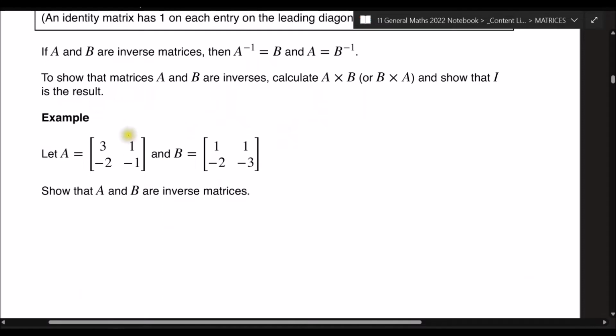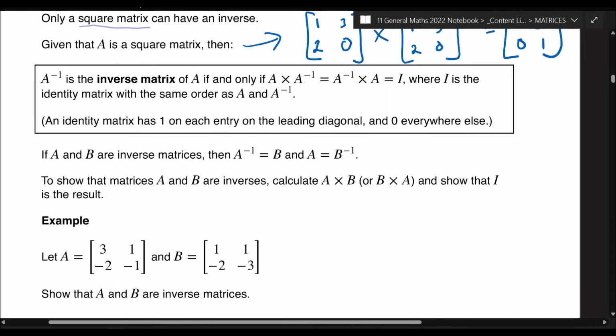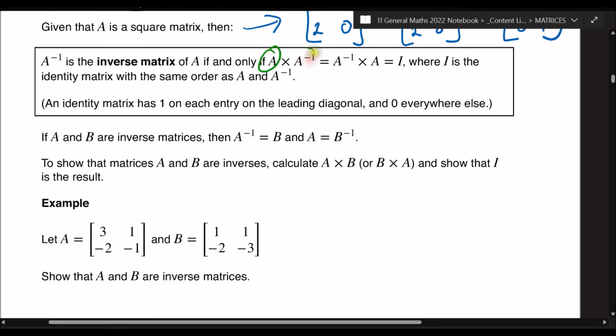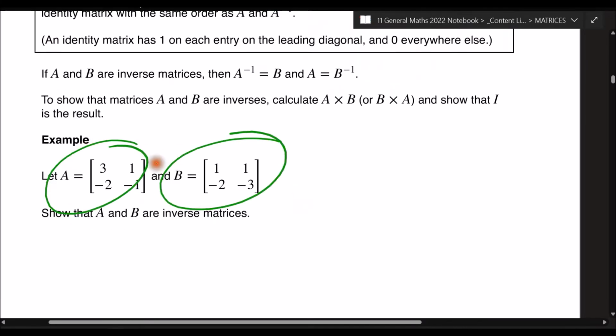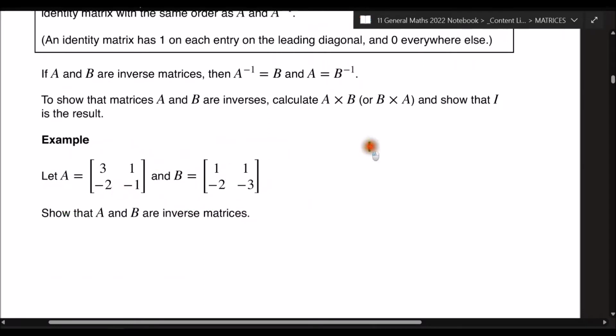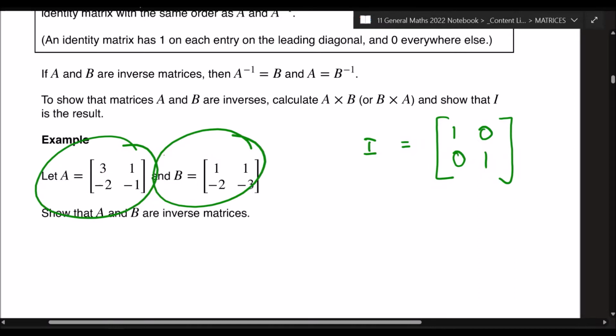If you have matrix A and matrix B, you're going to get a question where you've got to show that these two are inverse matrices. Remember back here, if you multiply a matrix with its inverse, you should get its identity. Because these two are 2 by 2 matrices, the identity matrix in this case should look like this: 1 on the leading diagonal and 0 everywhere else. If you multiply these two and they're inverses of each other, they should equal that. Let's test it then.